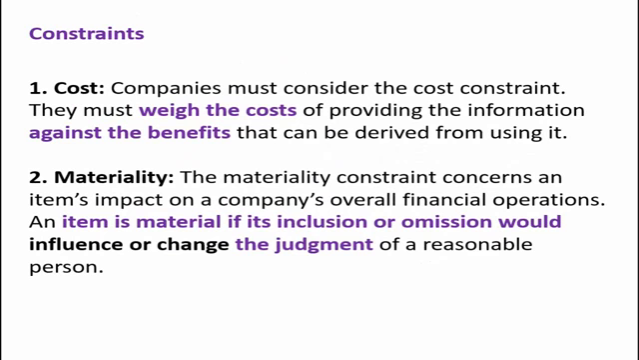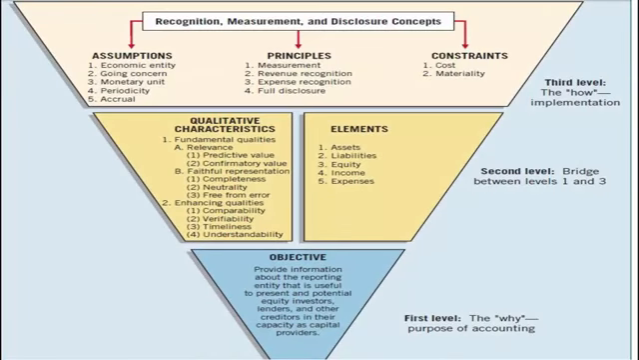Constraints. There are two types of constraints. Companies must consider the cost constraint. They must weigh the cost of providing the information against the benefits that can be derived from using it. Materiality constraint. The materiality constraint concerns an item's impact on a company's overall financial operations. An item is material if its inclusion or omission would influence or change the judgment of a reasonable person. Now, overall, we can see a diagram including all the objectives, qualitative characteristics, elements, and assumptions, principles, and constraints.